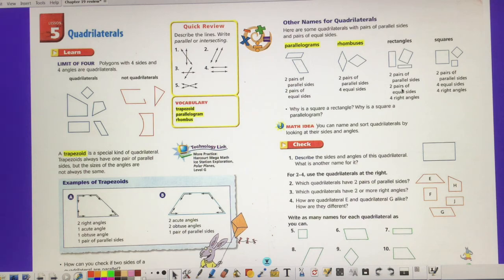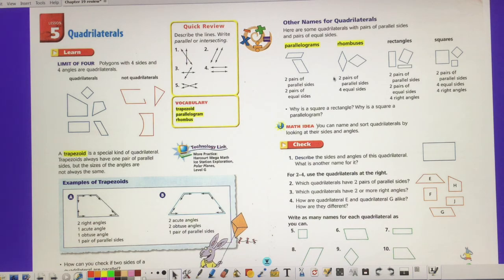Now let's look at a rectangle. Two pairs of parallel sides, does it have that? Yep. Two pairs of equal sides? Yep. The top and the bottom are the same, and the sides are both the same. Does it have four right angles? Yep. So it's actually a square and a rectangle.